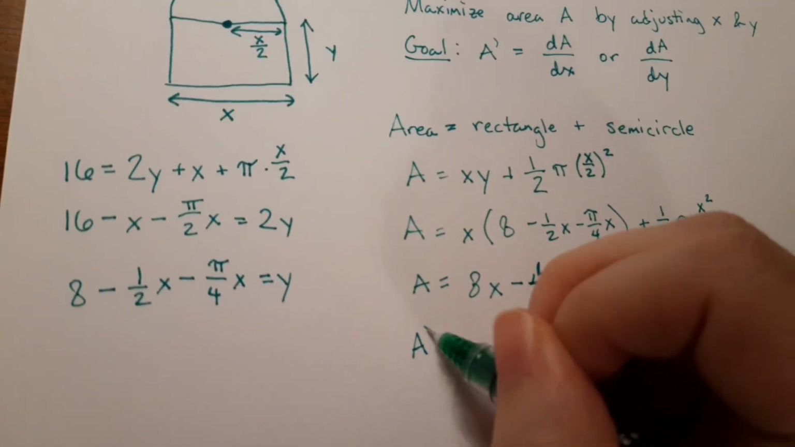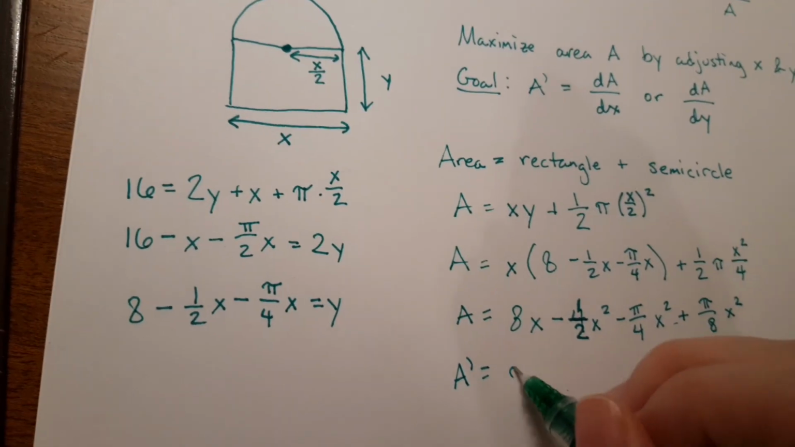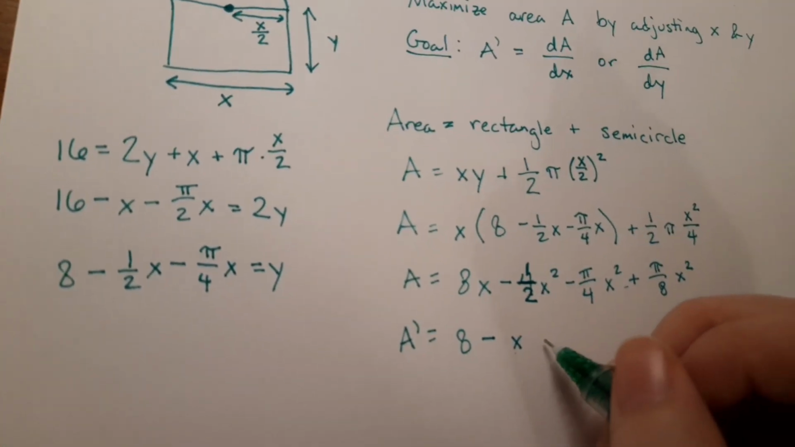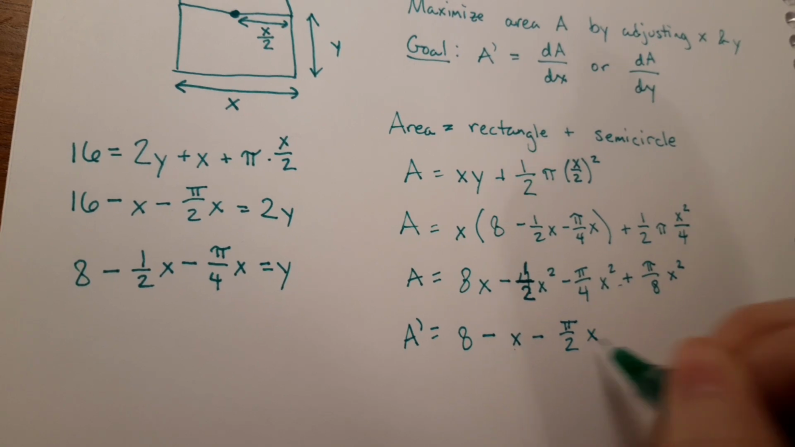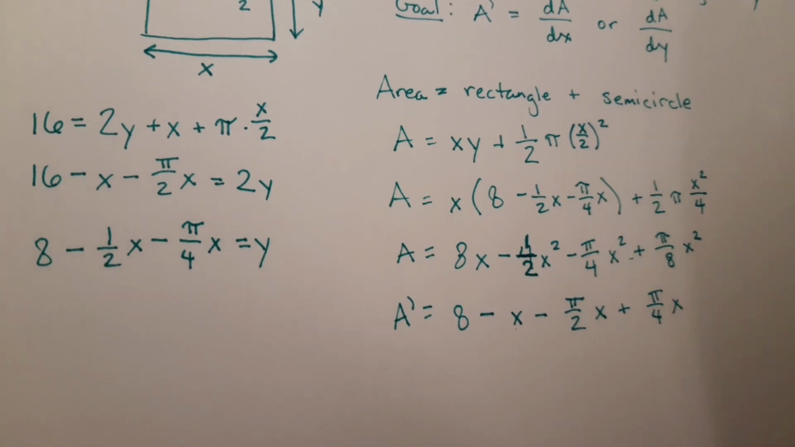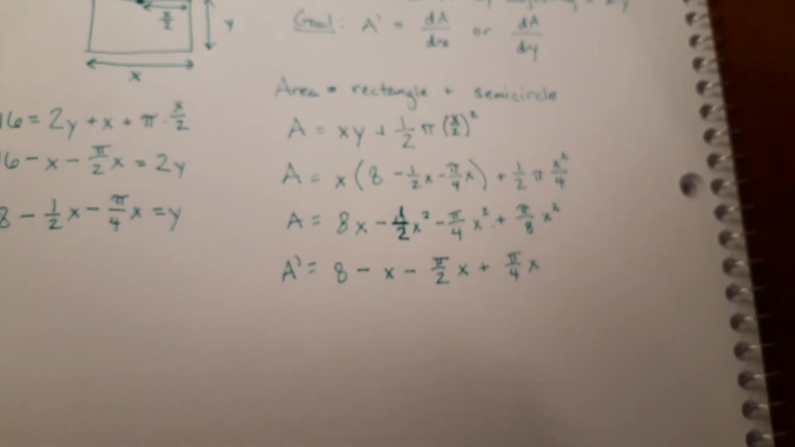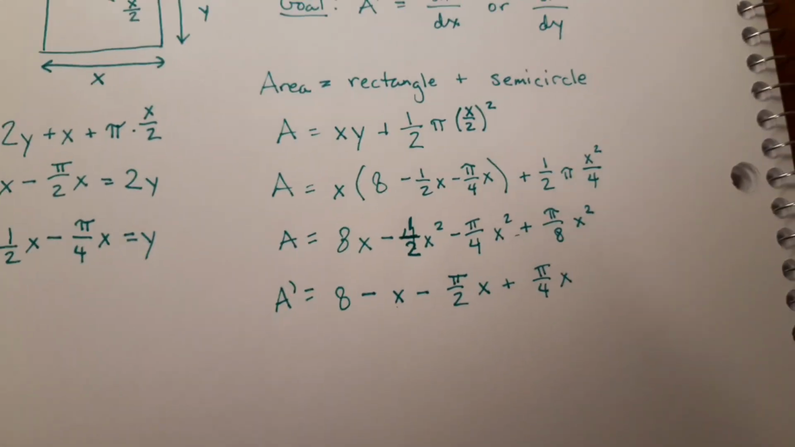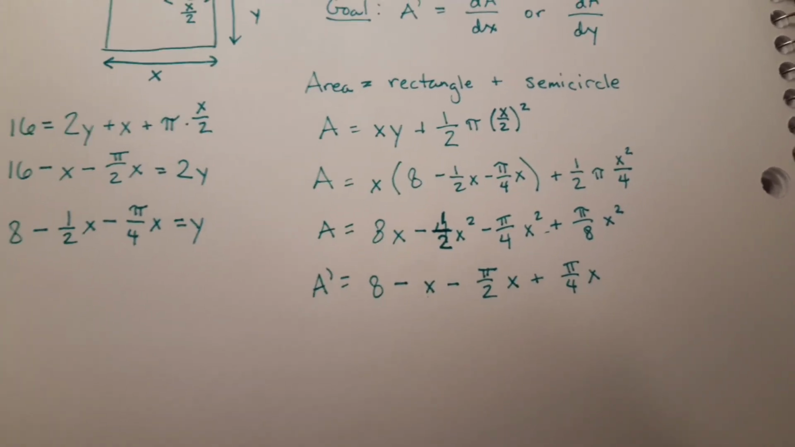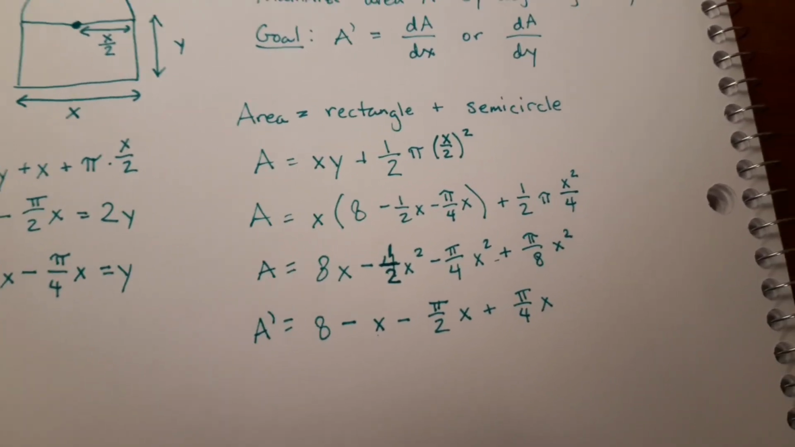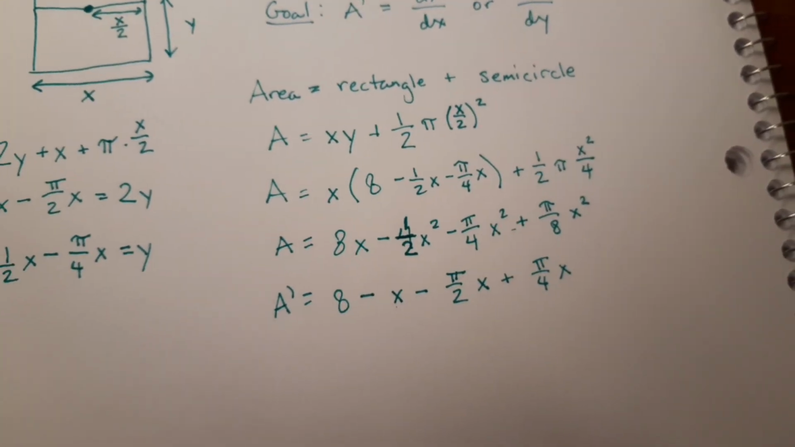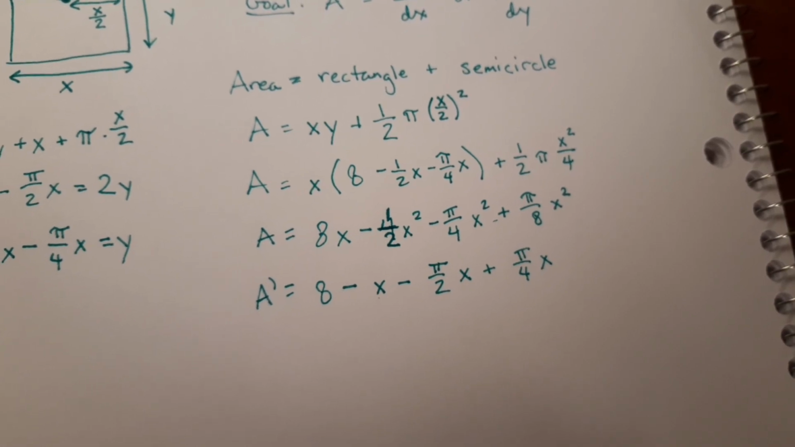So A prime is equal to 8 minus x minus pi over 2 x plus pi over 4 x. All right, so there is our derivative. And remember, our goal is to find the maximum area. So we want to set this derivative to 0, or also find where the derivative does not exist, which we don't have to worry about for this problem since it is a polynomial. So let's just set our derivative equal to 0 and solve.